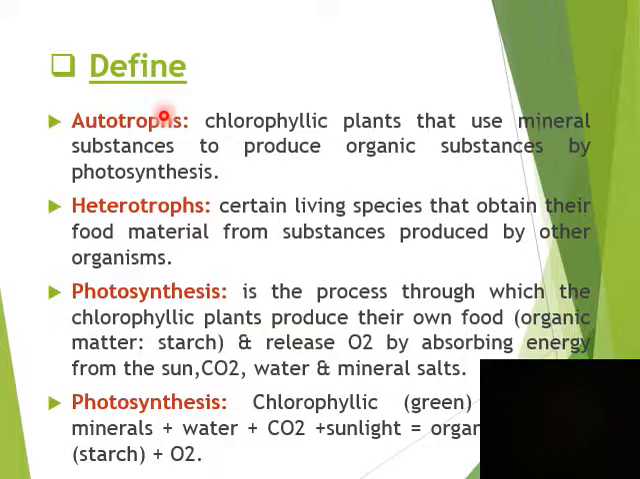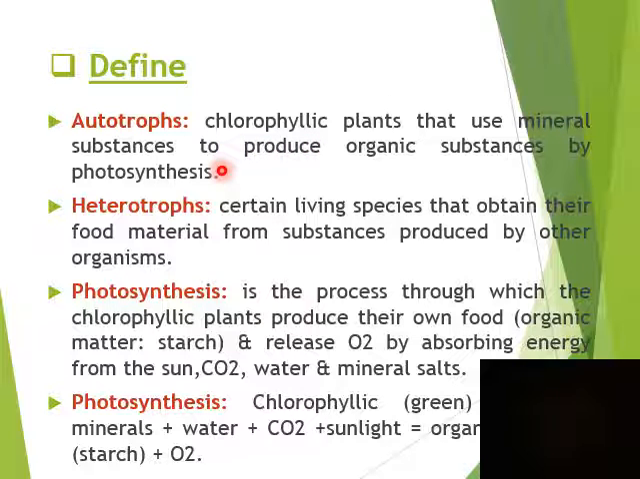At the beginning, let's define autotrophs. What do you mean by autotrophs? Autotrophs, they represent the chlorophyllic plants. What do you mean by chlorophyllic plants? Chlorophyllic plants mean green plants. They are the green plants that use mineral substances in order to produce organic substances by photosynthesis.